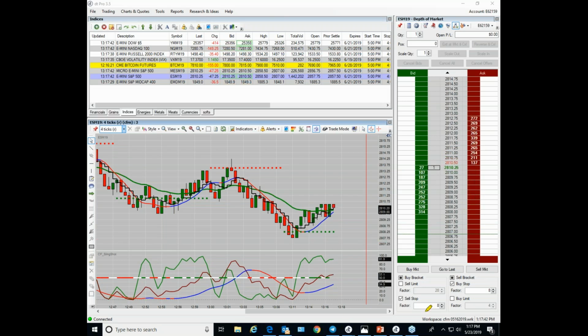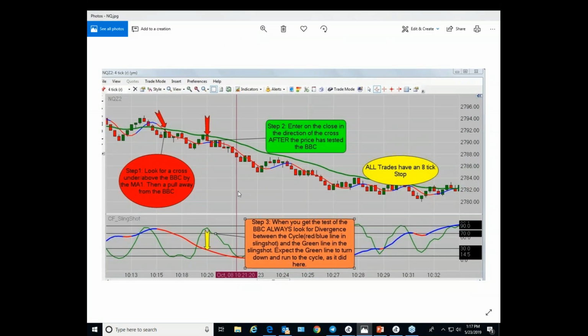All right. So what we're going to do now is take this set of rules and go over it in the live environment. Now the big thing I skipped over is this guy here. Every trade has an 8-tick stop attached to it.